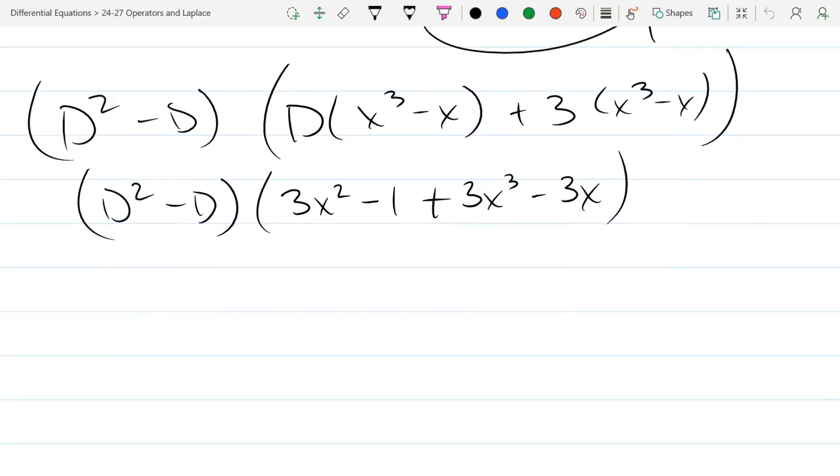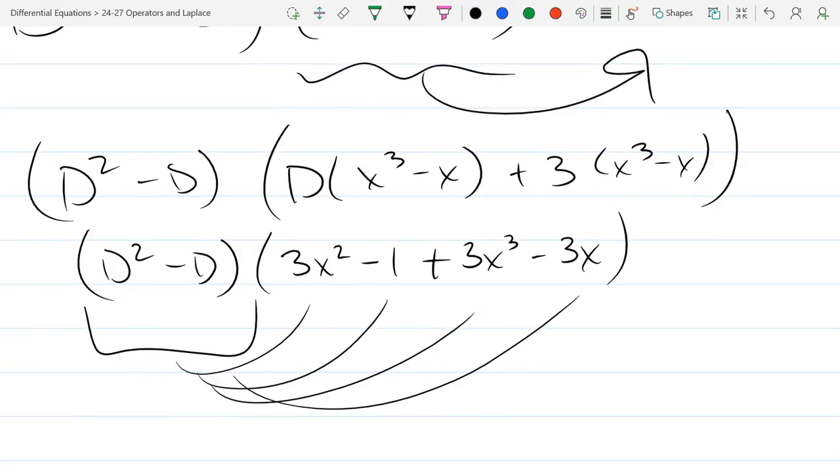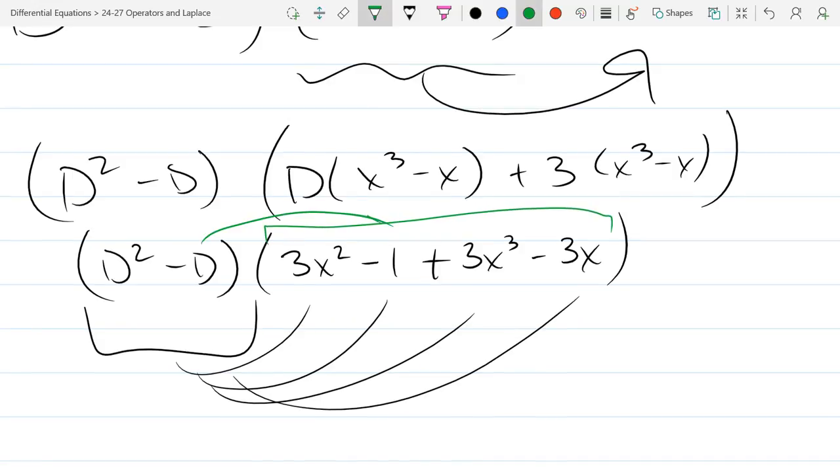So there's two ways to distribute here. One way is you can distribute the operator across all four terms. That'd be one way to do it. The other way to do it, which is probably the way you're going, especially if you're looking at me a little bit strangely, you can take all four terms and distribute that way. I don't think there's really another way to do it.